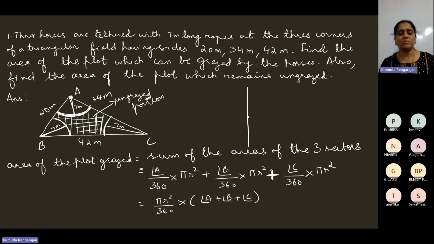So take out pi r square by 360 common. So you'll have angle A plus angle B plus angle C inside the bracket, right? You can see everywhere pi r square by 360. So that's common. If you write this outside, what remains? Angle A plus angle B plus angle C in the bracket. Now what is angle A plus B plus C? 180 degrees, the sum of the 3 angles of a triangle.